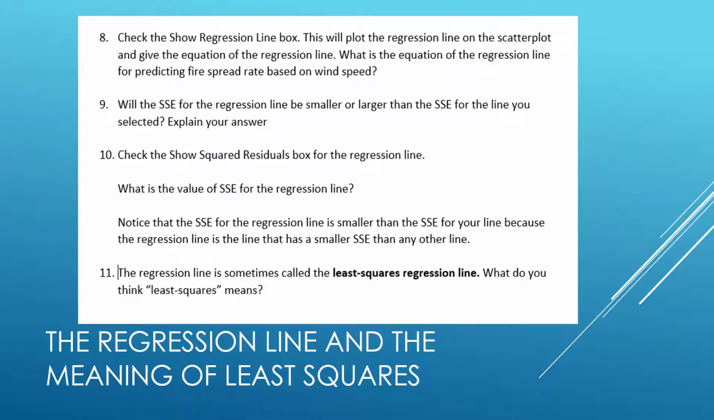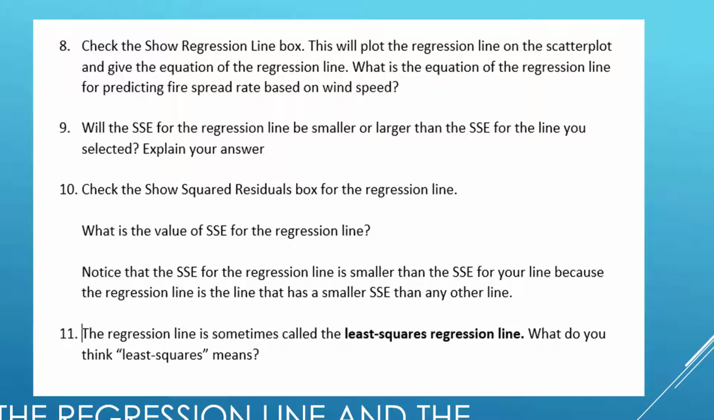At this point in the activity, students are ready for an introduction to the idea of best fit line, and the terminology regression line and the line of best fit are introduced. Deciding which of two lines is a better line for describing the relationship between fire spread rate and wind speed is not very hard. Just compare the sums of squared error. But finding a line that you know has the smallest possible SSE is trickier.